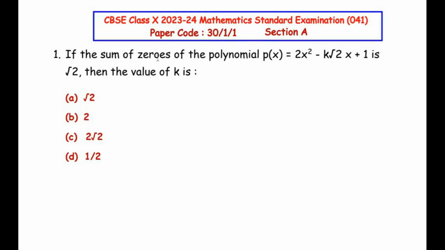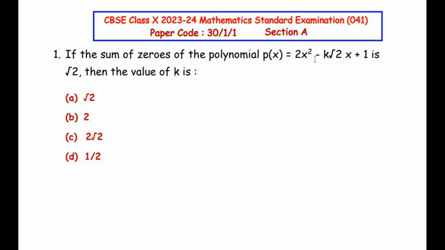If the sum of zeros of the polynomial p of x is equal to 2x square minus k root 2x plus 1 is root 2, then the value of k is. So here we can see that there are 4 options given, and the hint given is the sum of zeros. So the sum of zeros for this polynomial is given as square root of 2. We have to find out what is the value of k.